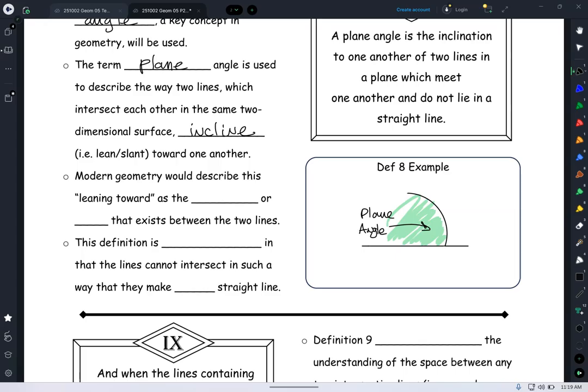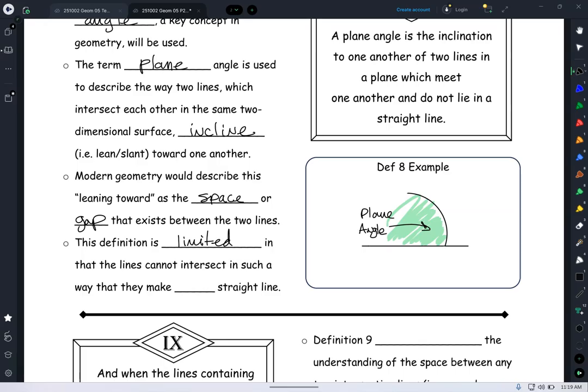Now, modern geometry would describe this leaning toward, or in some cases, again, like I said, you'll see leaning away from, as the space or gap that exists between our two lines. So we've got our curved line, got our bottom line, and as they lean toward each other, what I highlighted in green is what we call the angle, the plane angle. That is the space in between the lines. That's how you have to understand what an angle is. It has to do with the space in between the lines.